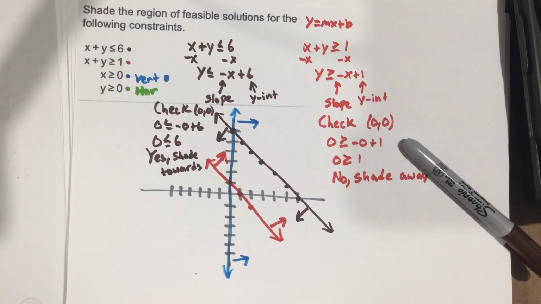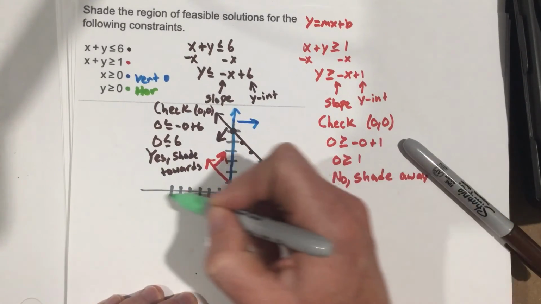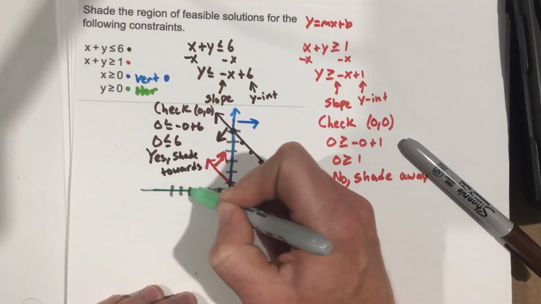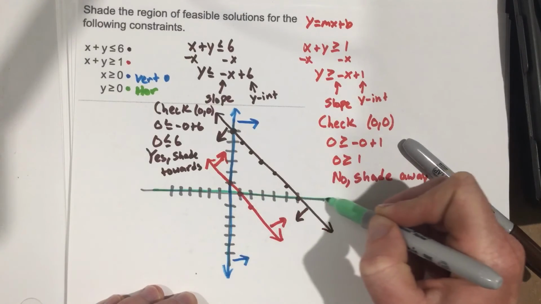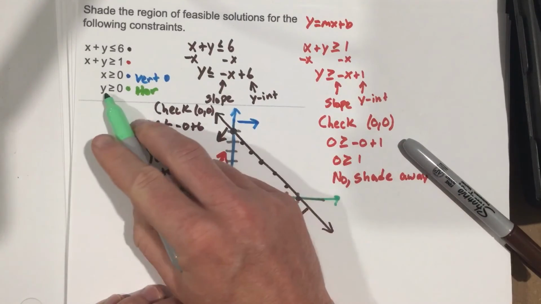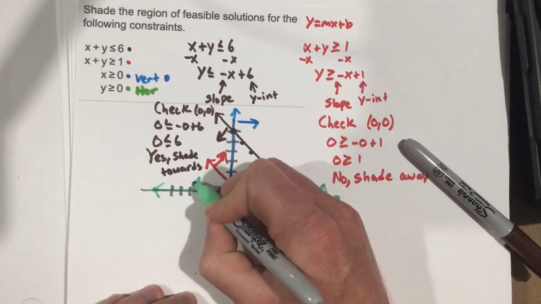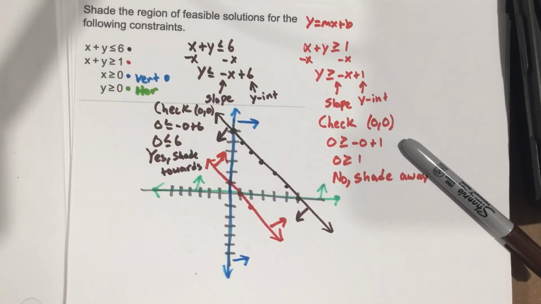And then finally, we can do the y greater than or equal to 0. That's just the x-axis. So we'll draw this in green. And we're going to shade that one. It says greater than or equal to 0. So that's shaded upwards. Now, where do all these things meet?